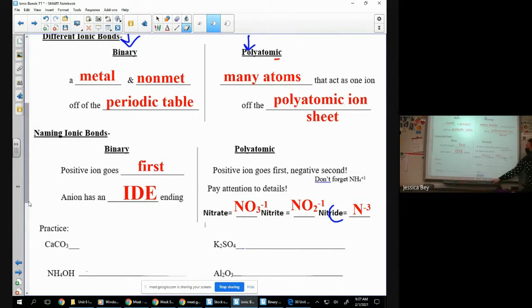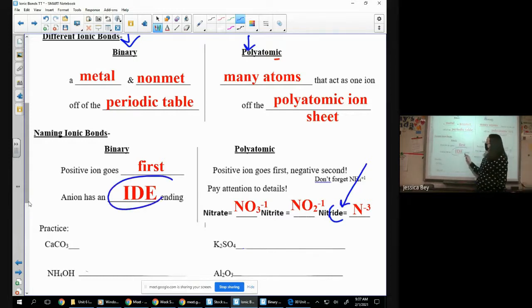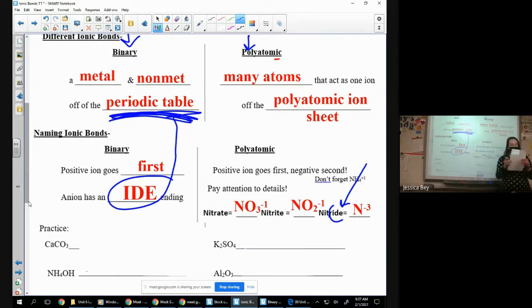Okay, and remember, if you want to write yourself IDE or right here, remember, binary is off the periodic table. Now, there are a few on here that have an IDE ending. For instance, like hydroxide. But you know there's no element called hydrox. So most IDEs are off the periodic table.